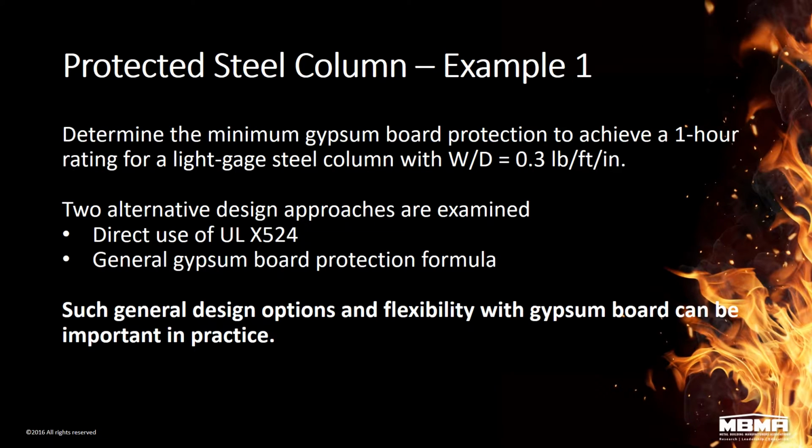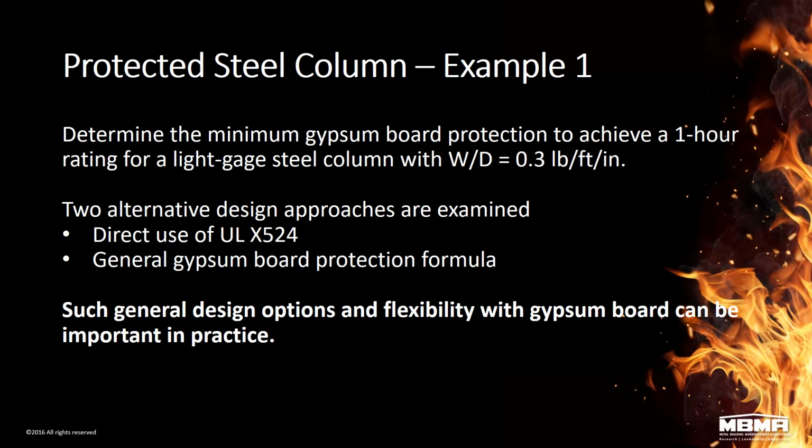So here's an example illustrating application of this IBC code provision on gypsum board fire protection calculation for a steel column. Our example postulates that we need to determine 1 hour protection for a light gauge steel column with a W/D equal to 0.3 pounds per foot per inch. So we're given a W/D. We need a 1 hour rating, and what is our protection? What is our protection solution?